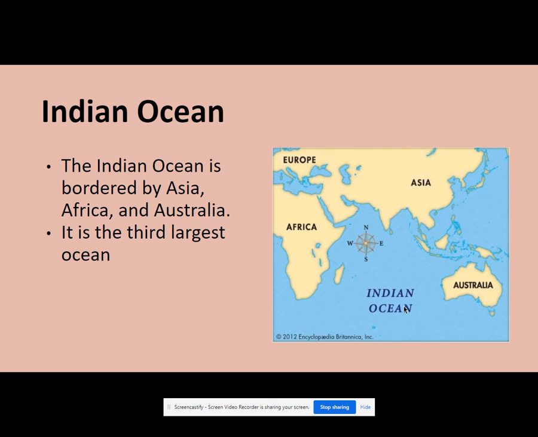So then we have the Indian Ocean, and the Indian Ocean is located in the Eastern Hemisphere. It is bordered by Asia, Africa, and Australia. So the ocean that can be found in between those 3 continents is the Indian Ocean, and it is the 3rd largest ocean.